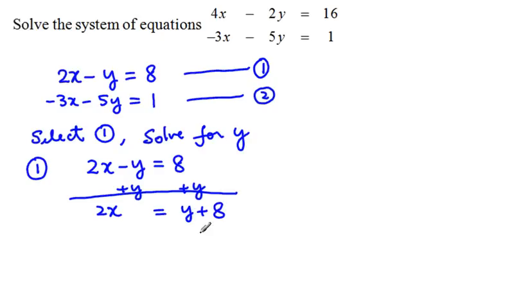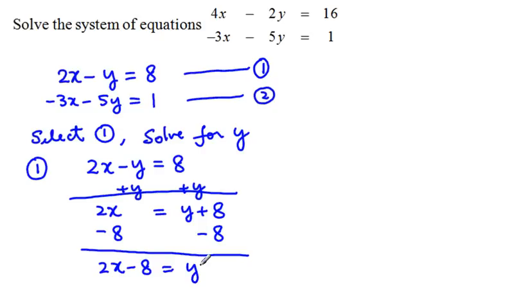And then I subtract 8 on both sides, so we would have 2x minus 8 equals y. If you prefer to have the y on the left hand side, we can just flip it over. So we have y equals 2x minus 8. And I call this equation 3.